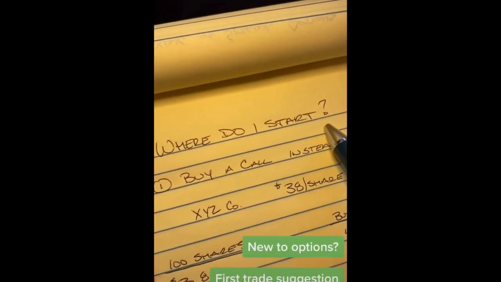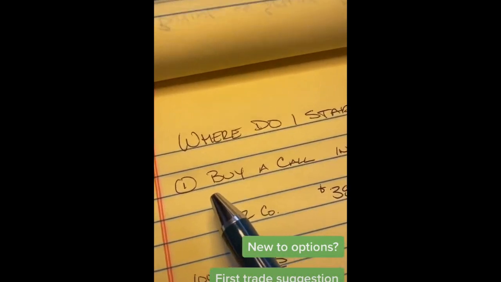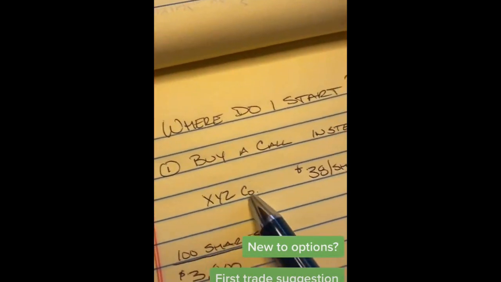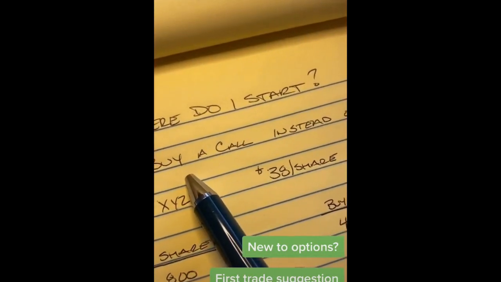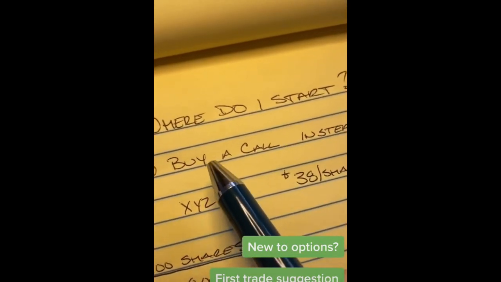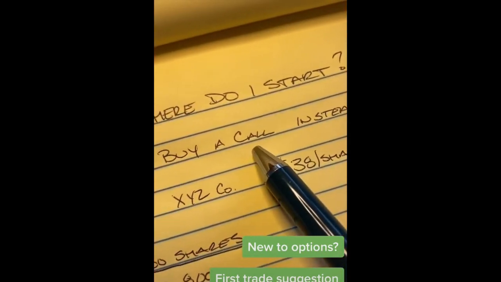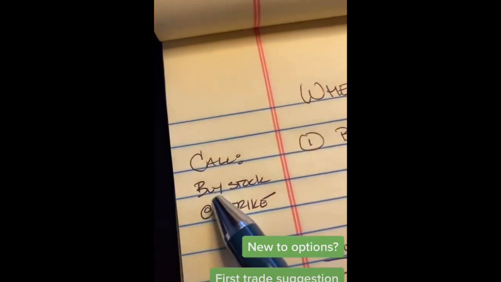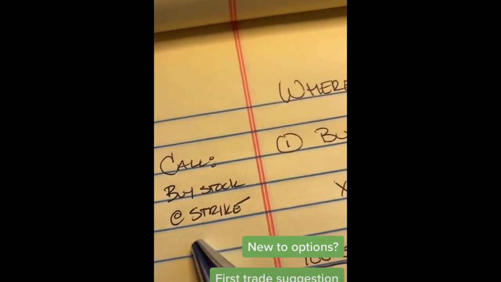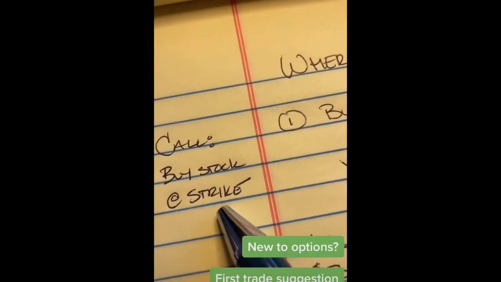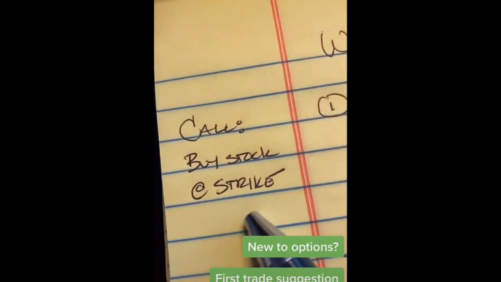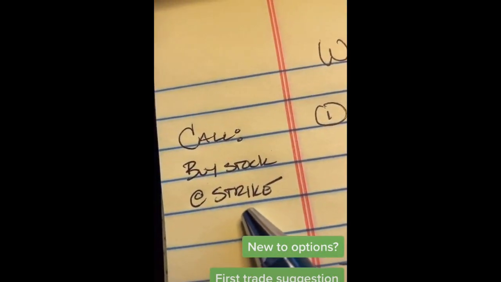Where do I start with options? Here's one of the first trades I recommend. Find a stock that you're bullish on, meaning you think the stock price is gonna go up, and buy a call option instead of the stock. Remember, a call option gives us the right to buy shares at the strike price. No matter where the current stock price is trading, we can get it at the strike price.